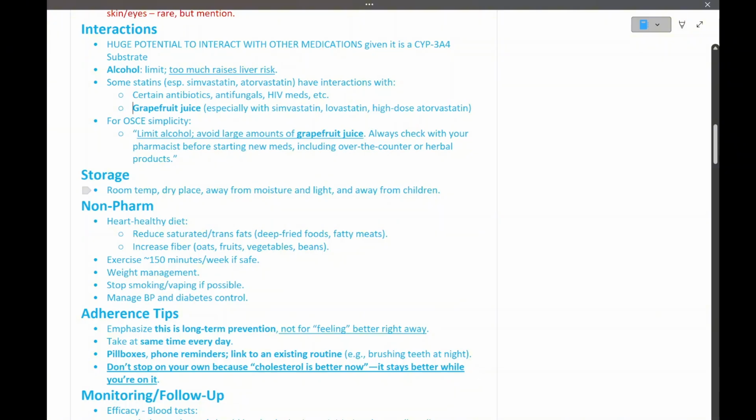Okay. In terms of storing the medication, statins can be stored at room temperature in a dry place, kept away from moisture and light, and of course away from children.